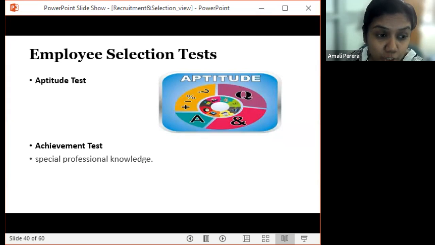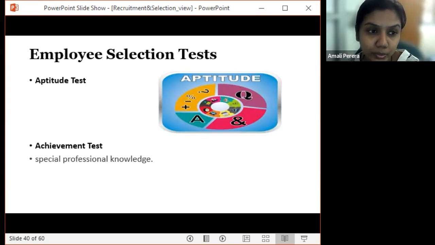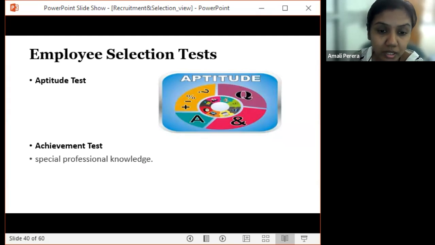Then we have an achievement test. Achievement test means that, through the interview, we put the candidate in a situation to explain how he achieved a certain task and how he gained professional knowledge through an achievement.